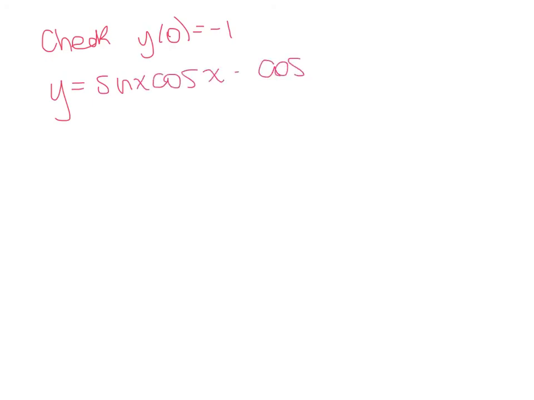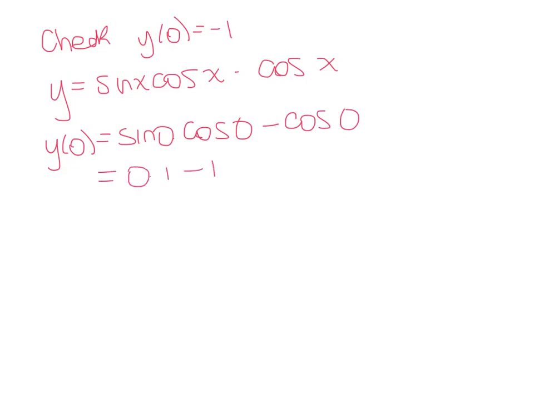So if we do that, it looks like we need to check that y of 0 is equal to negative 1. And so in this case, remember, y is sine of x cosine of x minus cosine of x. And so we just plug in 0, and we should get negative 1. So y of 0 is sine of 0 times cosine of 0 minus cosine of 0. And so that's 0 times 1 minus 1, which is negative 1, and that is in fact a good deal. So we have in fact verified both things that it asked us to check.